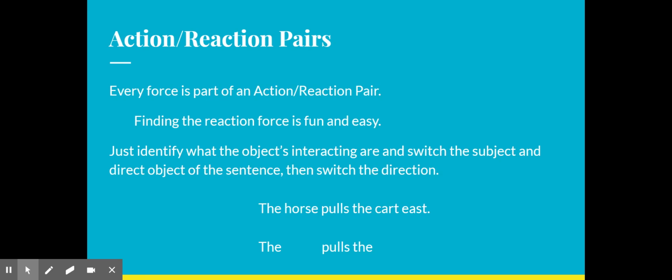So for instance, the horse pulls the cart east. Well, when we flip this around, the horse is now going to be the direct object. It's going to be what is being pulled. The cart is now going to be the one doing the pulling, and the direction will be west. Now this makes a lot of sense, right? If you imagine yourself pulling on something, that object pulls against you as well. So if you're pulling it forward, it pulls you backwards.